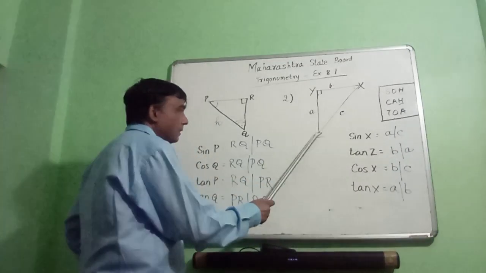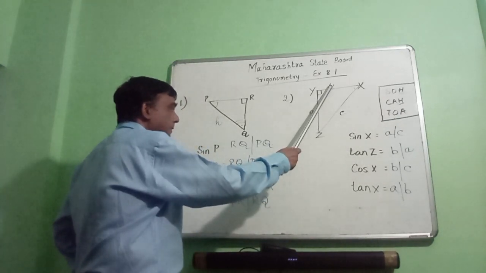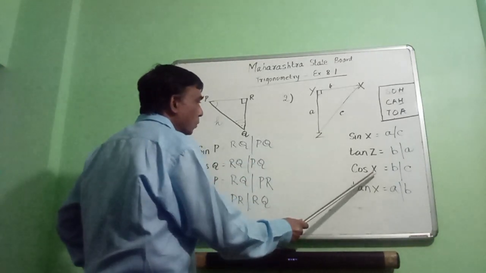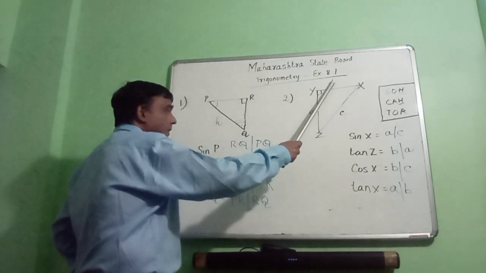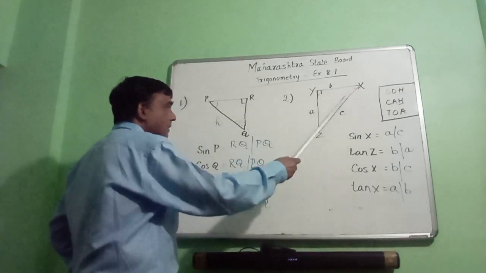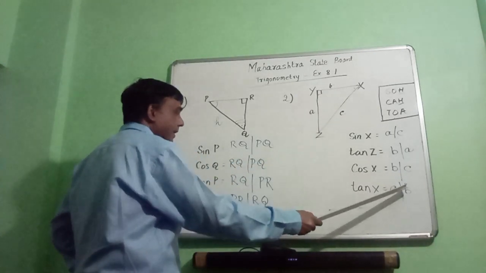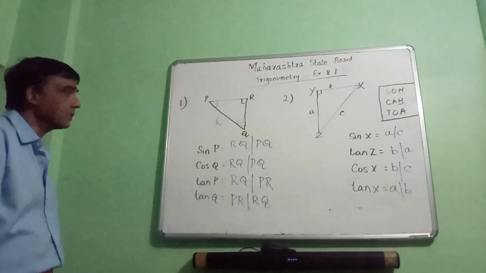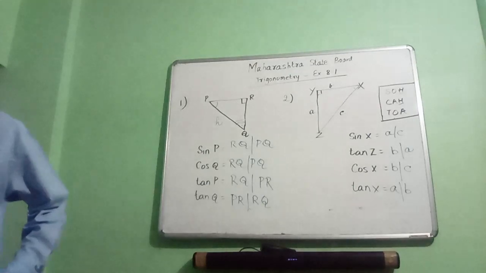Tan of Z. Tan is opposite divided by adjacent. So from Z, opposite is B and adjacent is A. Again, cos of X. X is here, adjacent, that's B, divided by hypotenuse, which is XZ. Now tan of X, opposite divided by adjacent. So tan X is A upon B. You can pause the video here and review it again, and after that we will be doing the third and the fourth problem also.